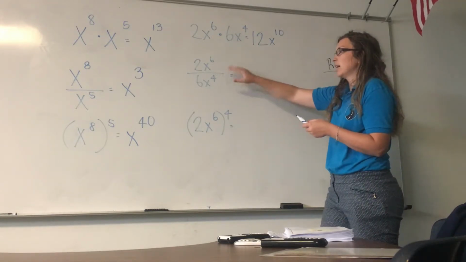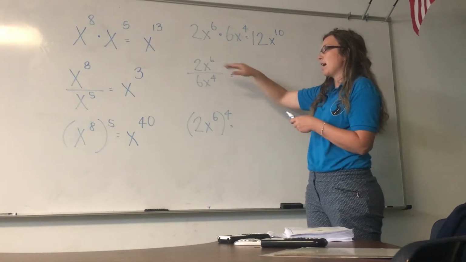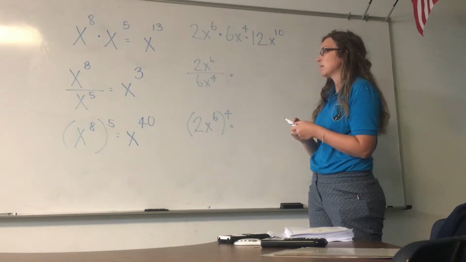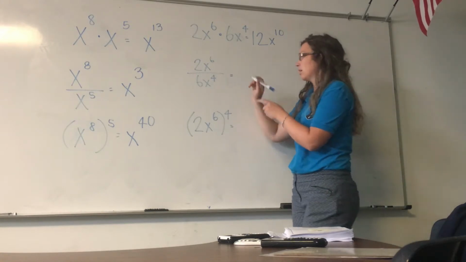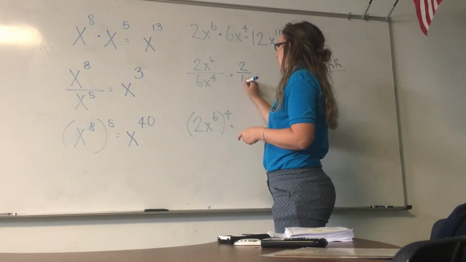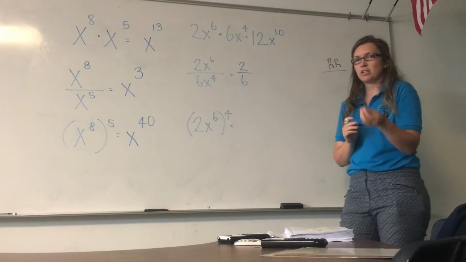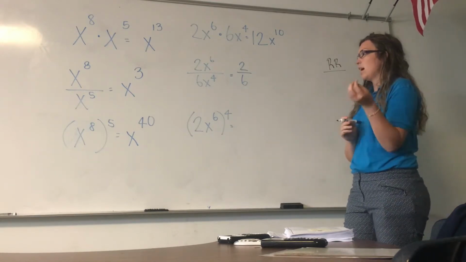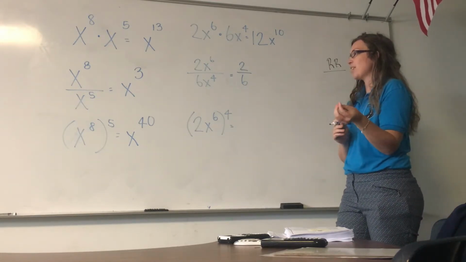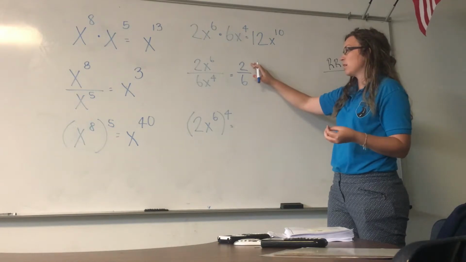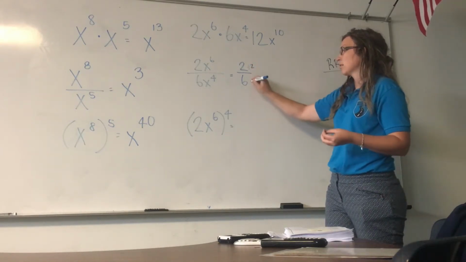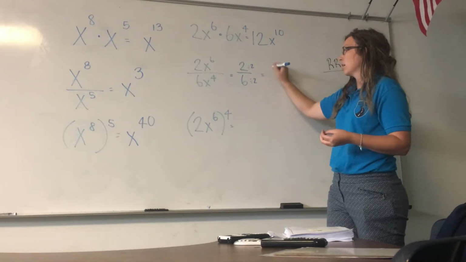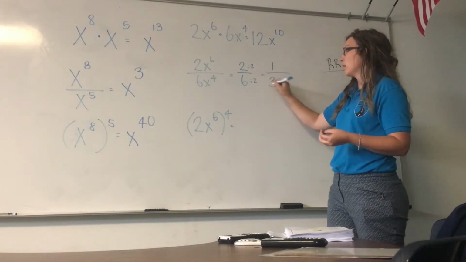Similar here, I have normal numbers and I have variables with exponents. Normal numbers are simplified just like normal numbers are. So 2 over 6, that's a normal fraction with regular numbers. I simplify that like a regular fraction. 2 goes into both of those, so I can actually simplify that to 1 over 3.